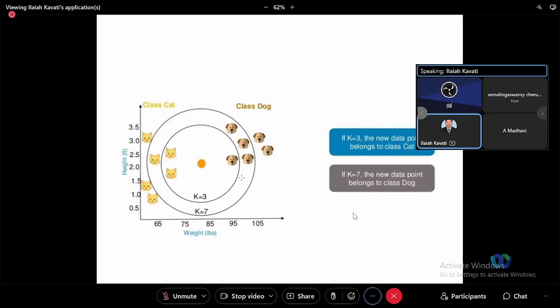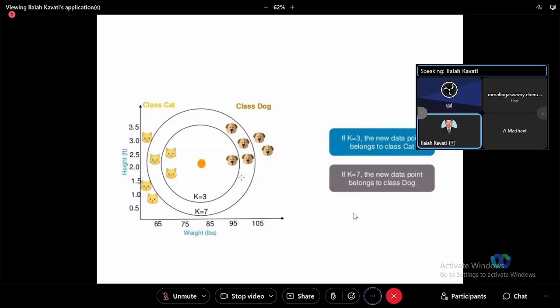So like this, you can see here, if k equal to 3, we can say that it belongs to the cat class. But if k equal to 7, we can say that it belongs to the dog class. But which one is correct? While doing experimentation, the k value is very, very important in the k nearest neighbor algorithm.